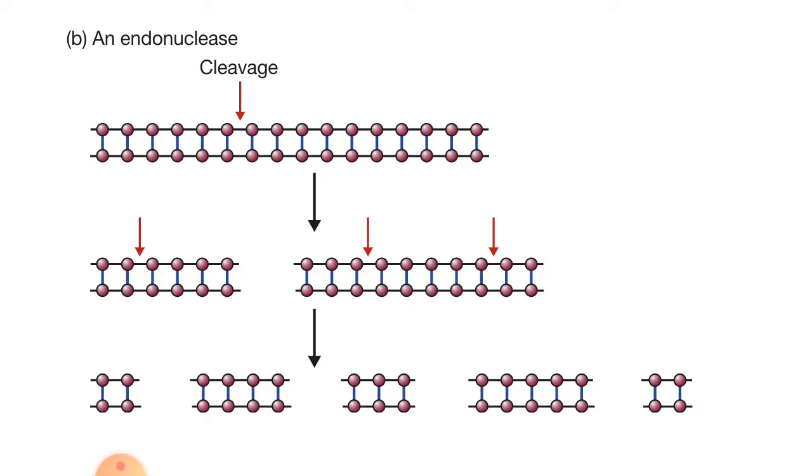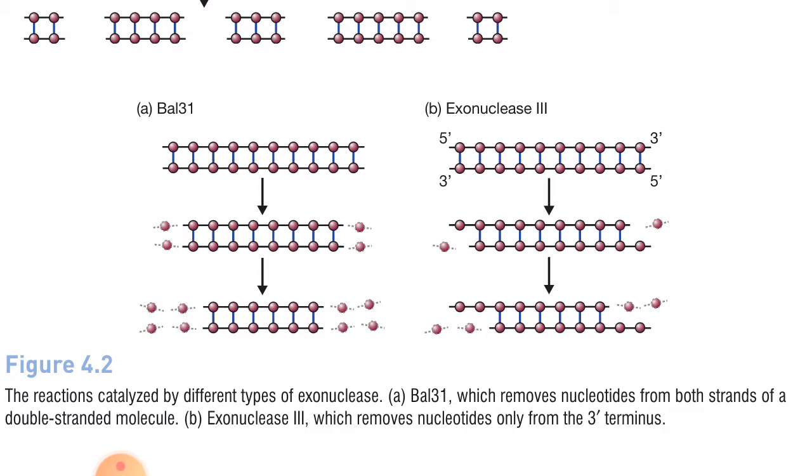But in case of endonucleases, the cut is always done in between. You can see there are many small fragments, and these endonucleases cut the DNA in between, not from the end. And this BAL31 enzyme is an example of exonuclease. So it always cuts from the corner side, not in the middle. And exonuclease 3 always cuts the nucleotide sequence from the 3' end only.